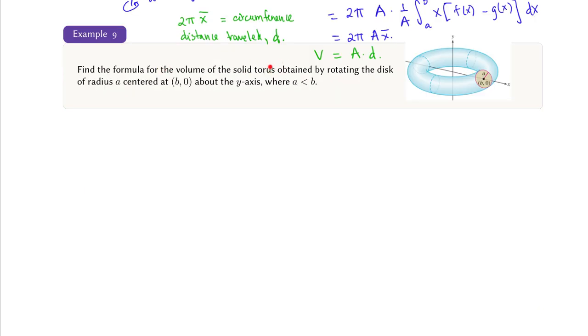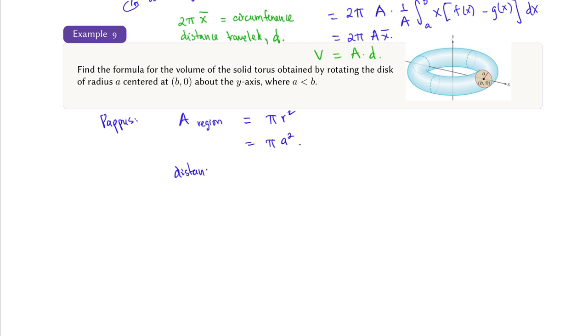For example, find the volume of a solid torus obtained by rotating a disk of radius a, center at (b, 0), about the y-axis, where a is less than b. According to Pappus's theorem, first we're going to find the area of the region, which is the area of the disk of radius r, so the area is pi r squared, but r is a in this case, so pi a squared.